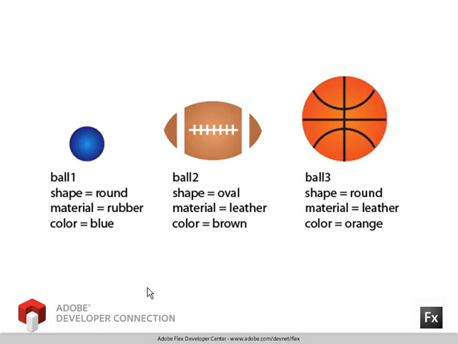Here are three instances of the Ball class. The first ball, which I have named ball1, is round and blue and made of rubber. The second ball, ball2, is oval, brown, and made of leather. The last ball, ball3, is round, orange, and also made of leather. In all cases, the three balls can be thrown, caught, or bounced, although with varying degrees of success.